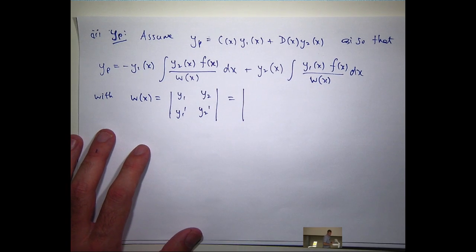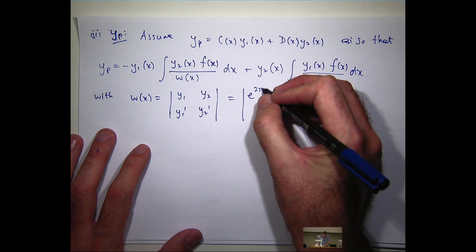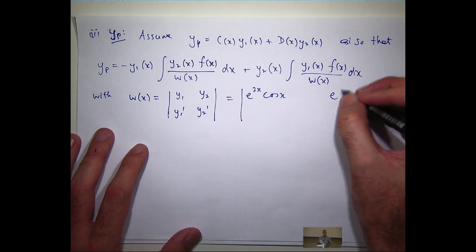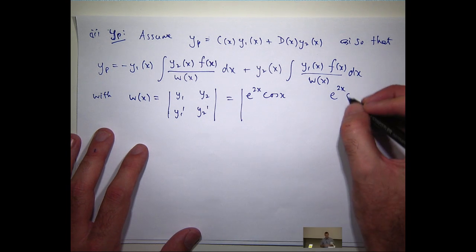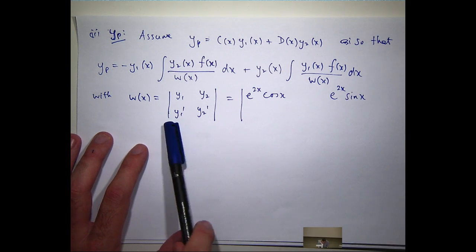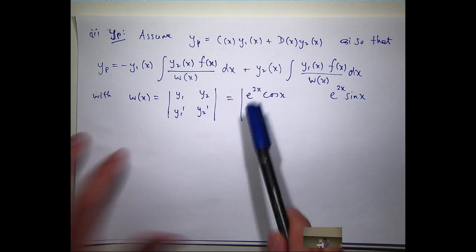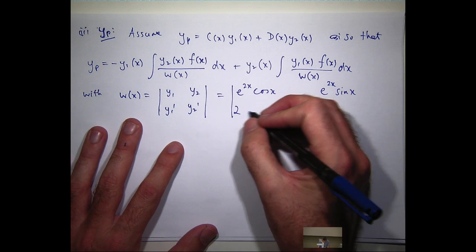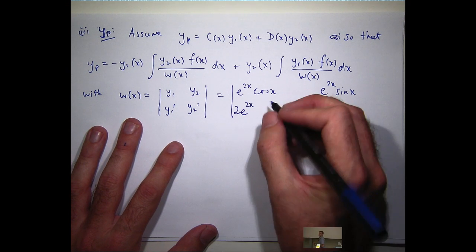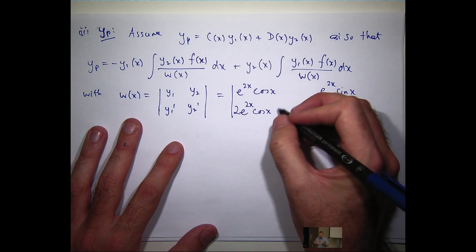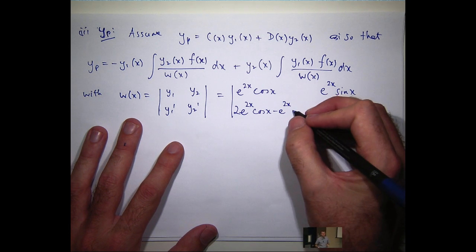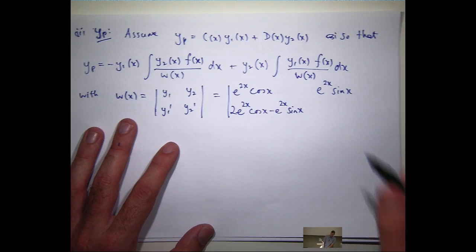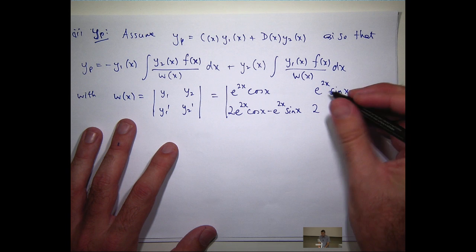So y1 was just e to the 2x cosine x. y2 was e to the 2x sine x. So now I just have to calculate their derivatives. Now you can do that a couple of ways, just maybe using the product rule or just write it down. Here's one that I created earlier. Okay, so this is the derivative of this. And if I differentiate up here, I'll get the following.